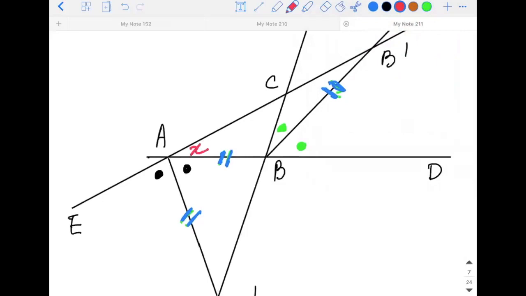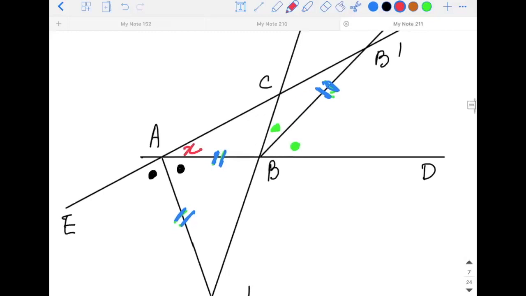X. Okay, if this is X, because AB is the same as B prime B, so this guy will be X as well. Is that right? If this is X, this is an isosceles triangle, right?